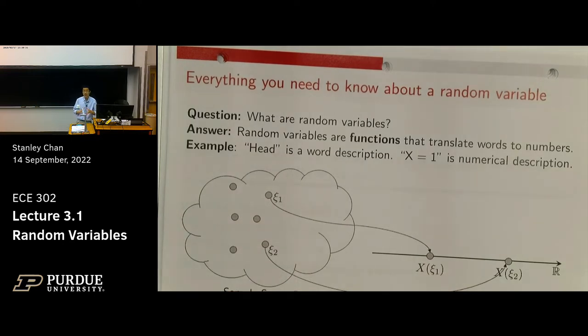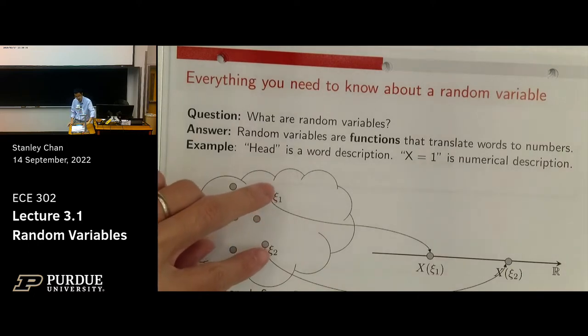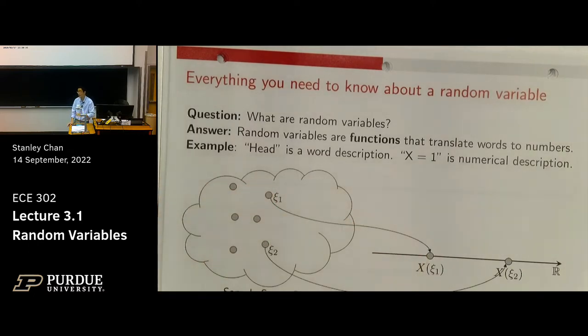Now, this random variable doesn't need to be unique. In the following sense, you can map 2 to 1. That's also allowed. I'm going to show you examples.